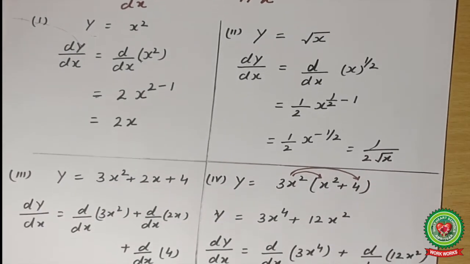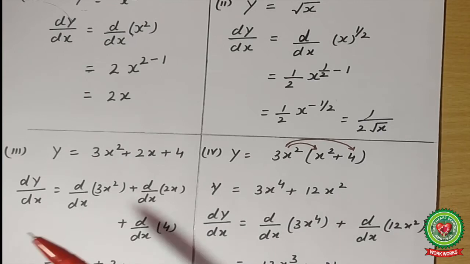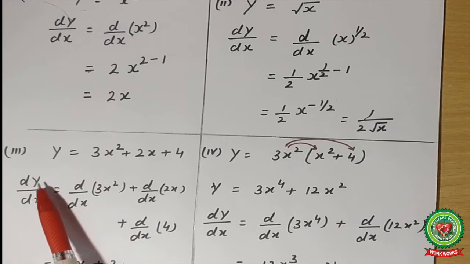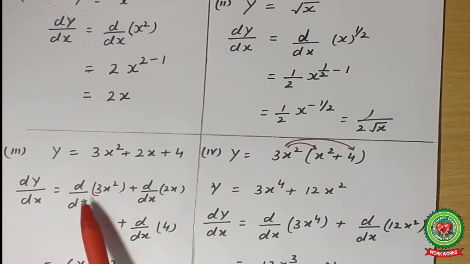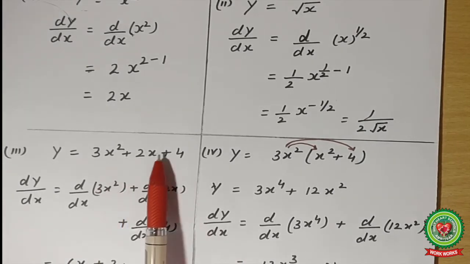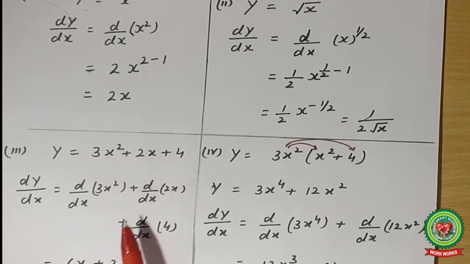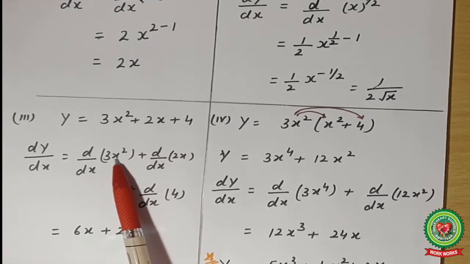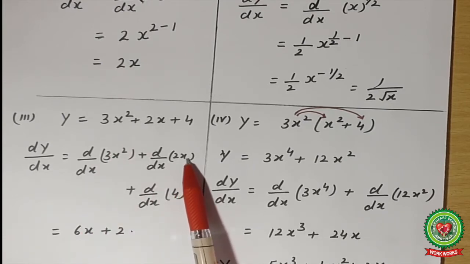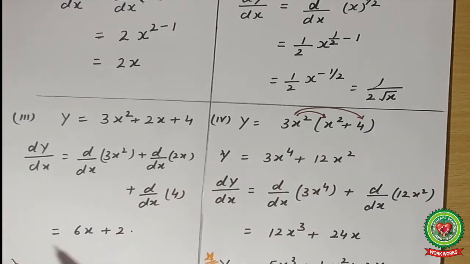Now, when an equation is given, 3x square plus 2x plus 4, how will we write it? dy upon dx is equal to d by dx of 3x square plus d by dx of 2x plus d by dx of 4. The plus signs separate the terms, and we take d by dx of each separately. Now d by dx of 3x square is 3 twos, the 6x. For 2x, x raised to power 1 means 1 minus 1 is 0, so it becomes 2. d by dx of 4 means 0.